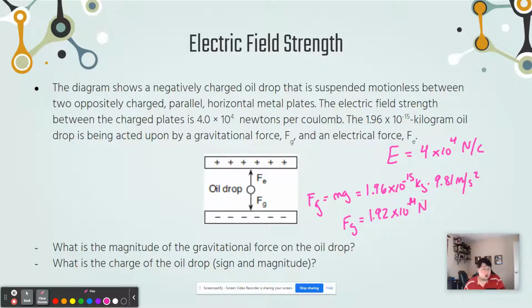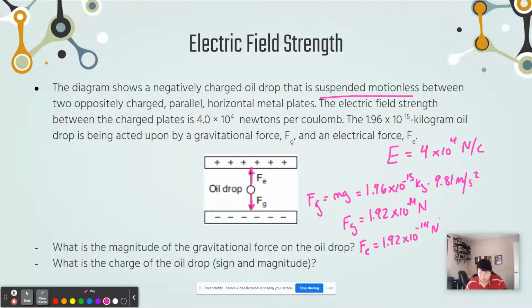Then for B, what's the charge of the oil drop? What's the sign and the magnitude? Well, for this, I have to realize that there's a relationship between this force of gravity and this electrical force, because this is suspended motionless, which means this oil drop is in equilibrium. There's no net force. Because there's no net force, the electrical force of attraction also must be 1.92 times 10 to the minus 14th newtons.